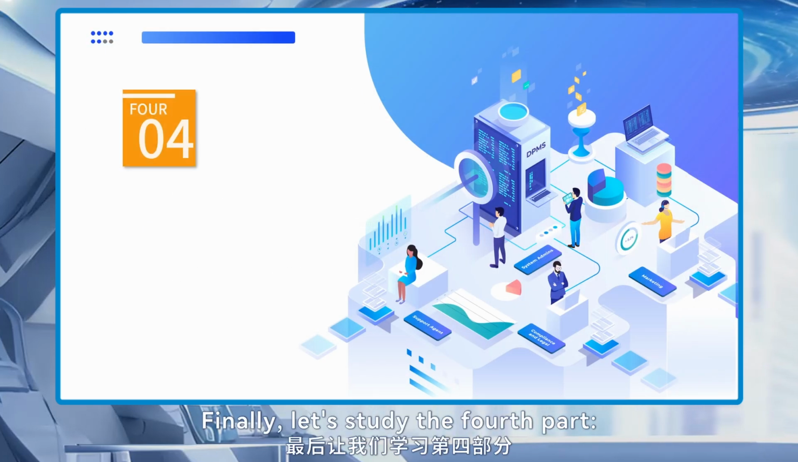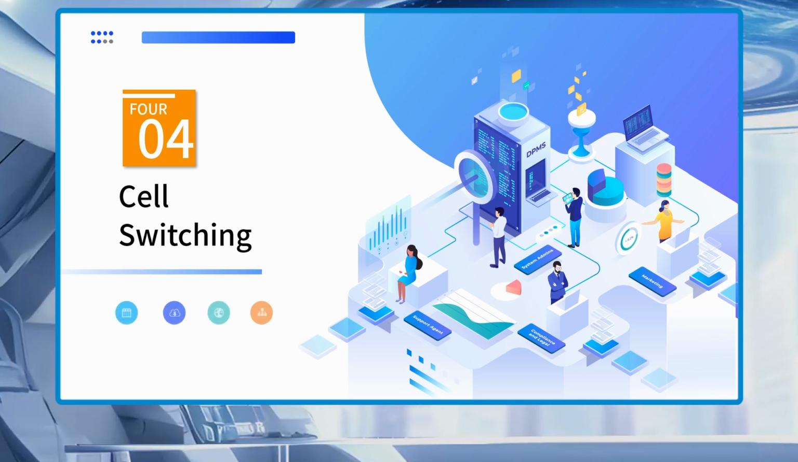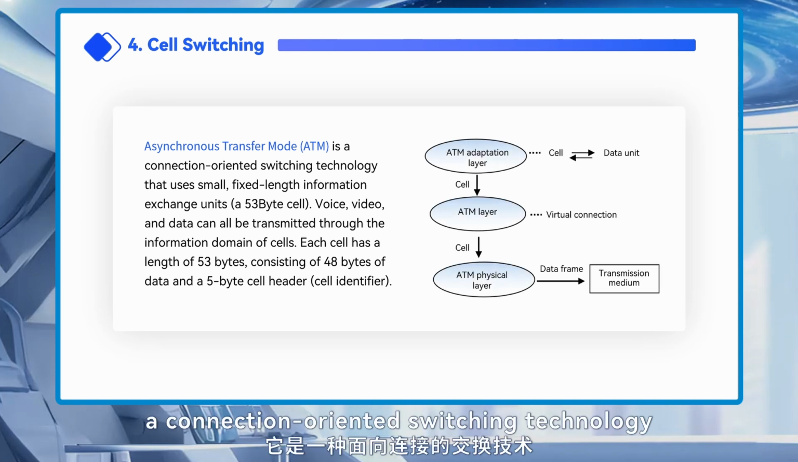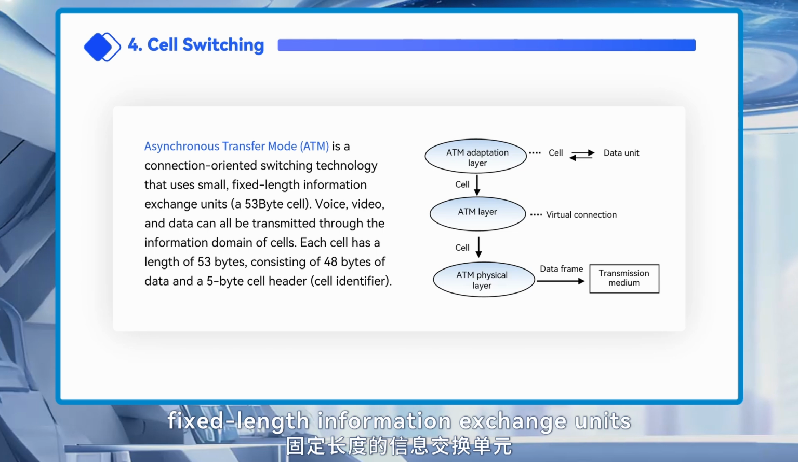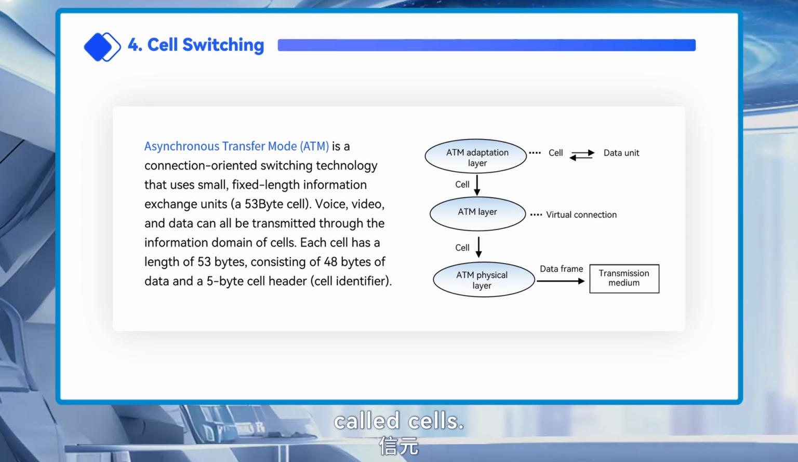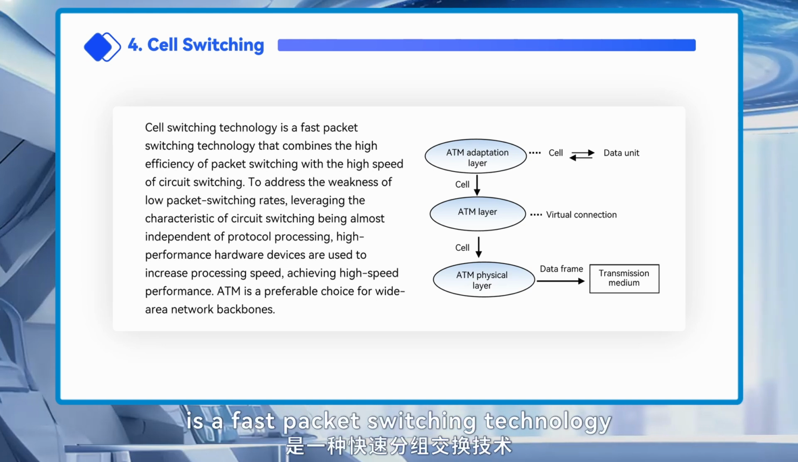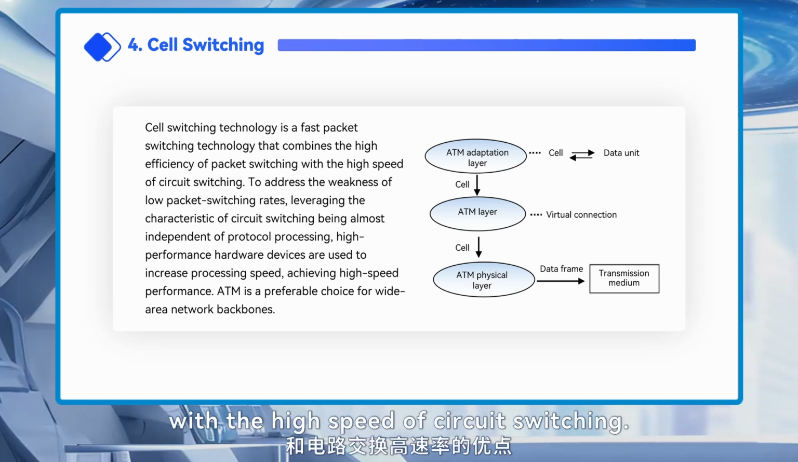Finally, let's study the fourth part, cell switching technology. Let's talk about asynchronous transfer mode, a connection-oriented switching technology that uses small, fixed-length information exchange units called cells. Cell switching technology is a fast packet switching technology that combines the high efficiency of packet switching with the high speed of circuit switching.